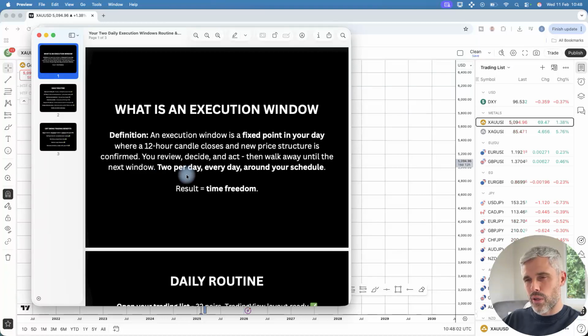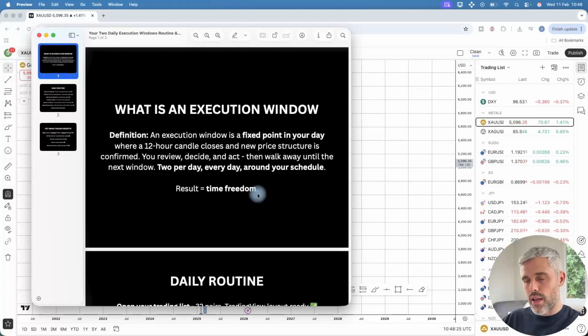So it means that we only need to check the charts twice a day, or sometimes even once a day. Might be you just want to check at 5 a.m. if you're in New York, or 10 a.m. if you're in the UK. You do that every day, you bake it into your schedule, and as you get better and better at this, you can do it in 10, 15 minutes and it's done. The result, you have more time freedom.